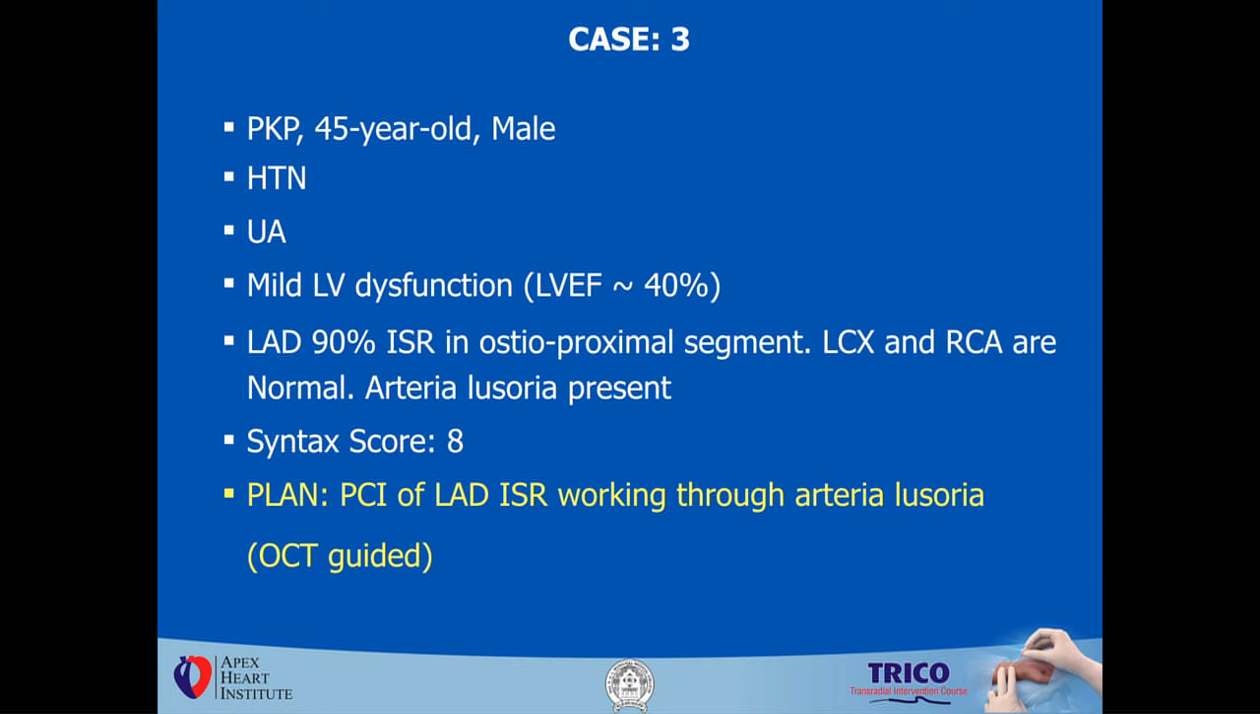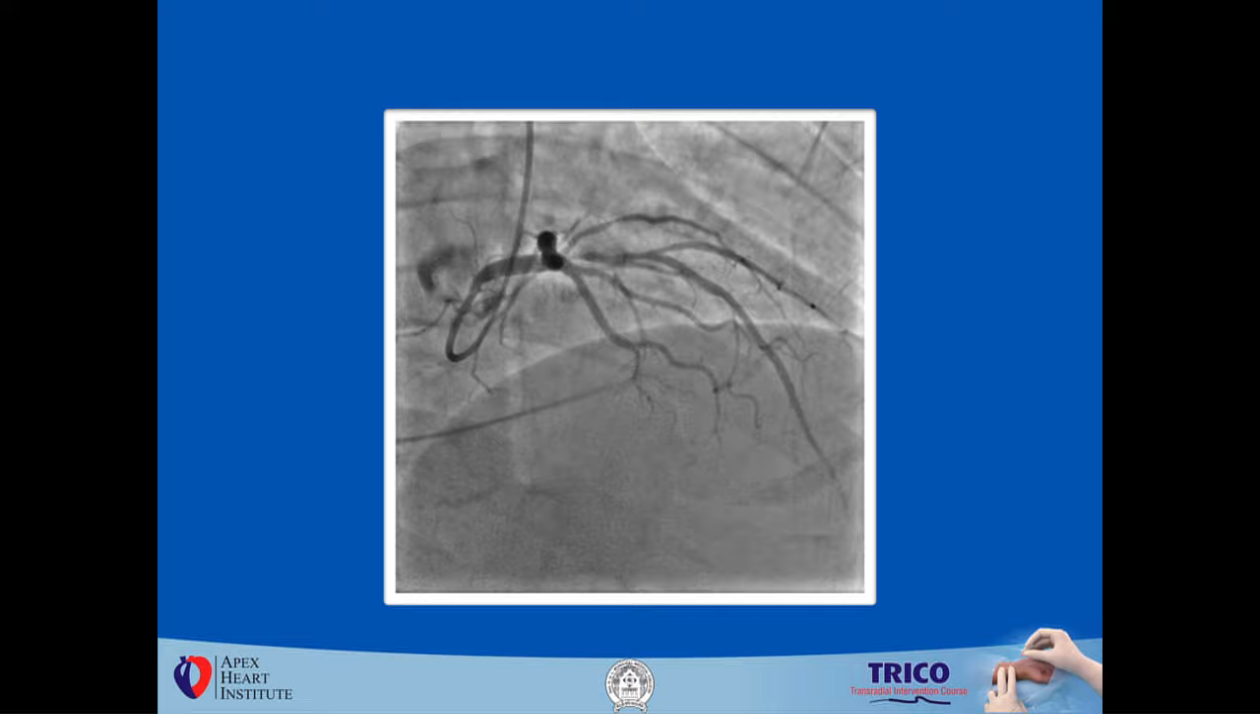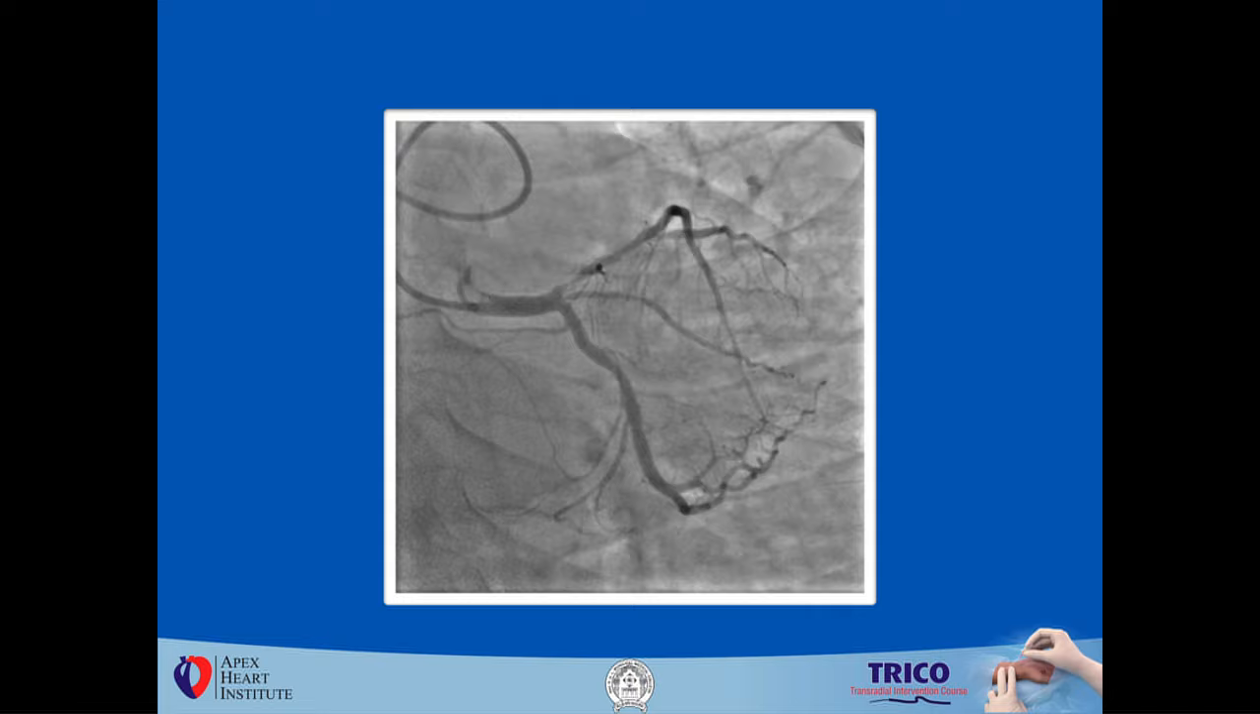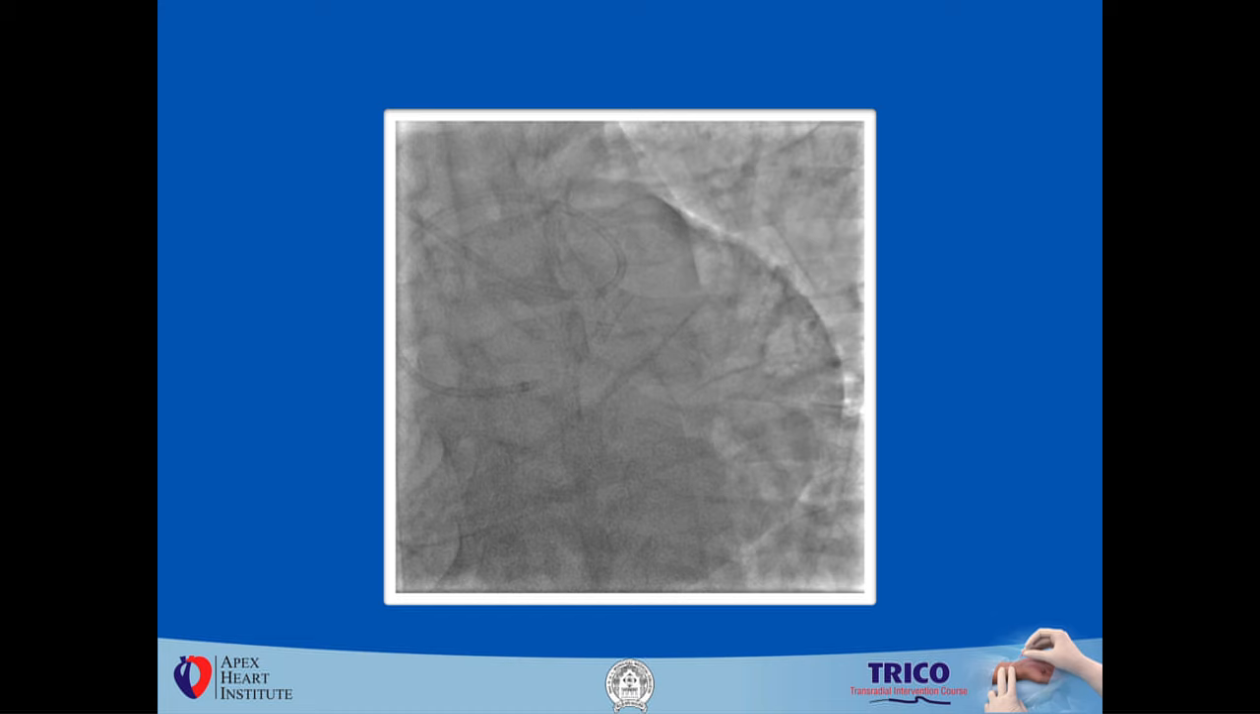History, please. Our patient is a 45-year-old male, hypertensive, presenting with unstable angina and mild LV dysfunction. EF is around 40%. The angiography showed ISR LAD around 90%. The right coronary and the LCX are virtually normal, and there is arteria lusoria. So our plan is to do the LAD ISR angioplasty through the arteria lusoria.